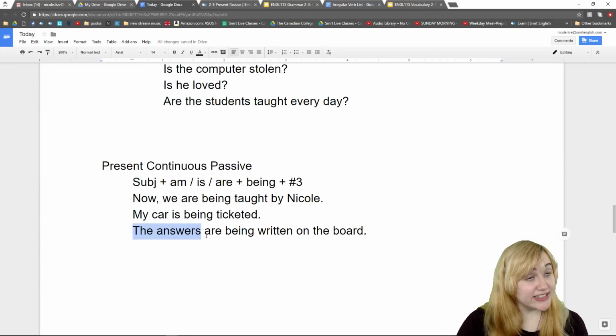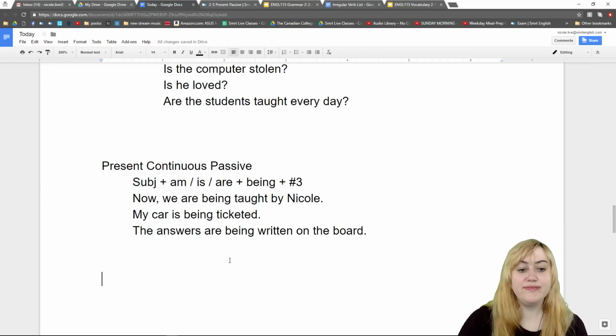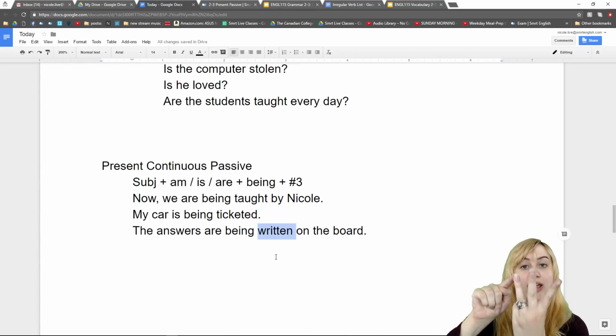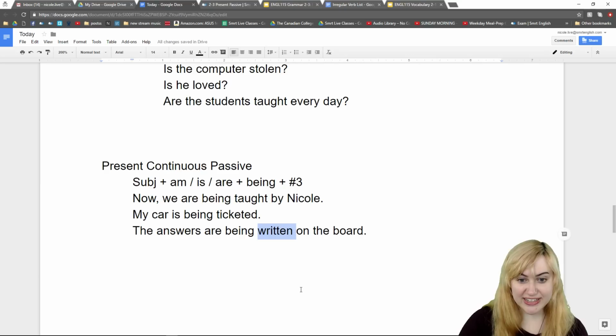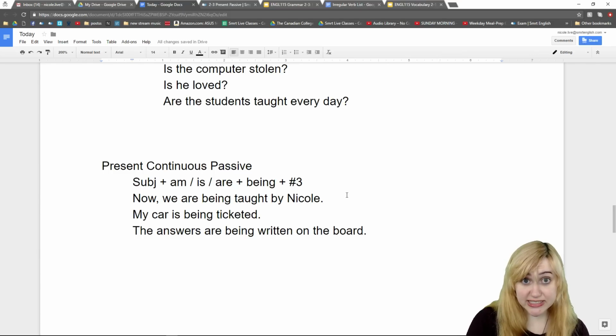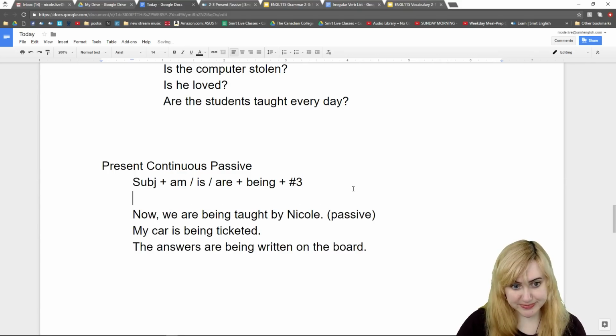So here the answers is our subject. Are is our be verb, so am is are. Being we use for continuous. And then written is a verb 3. Write, wrote, written. All right, very good. These are all examples of passive sentences. And I'm just going to write the active sentences too, just to make that clear, because these are passive, but I'll write the active ones for you too.